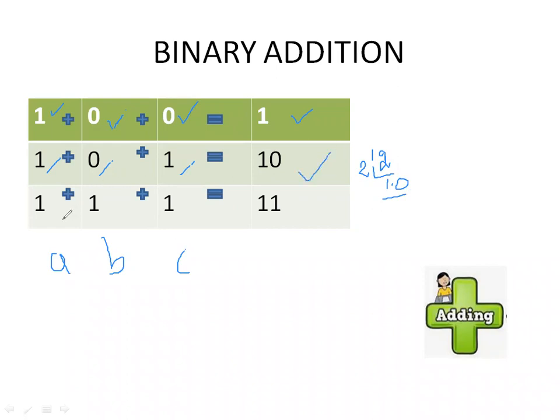Now, what about the third case? The first value is 1, the second value is 1, and the third value is also 1. While adding these three values, we get the answer 3 in decimal. Again, to convert this decimal to binary, we apply the division by 2 method. 2 ones are 2 and the remainder is 1. So 1, 1 is the binary representation of the given value 3. In this way, we can perform binary addition.